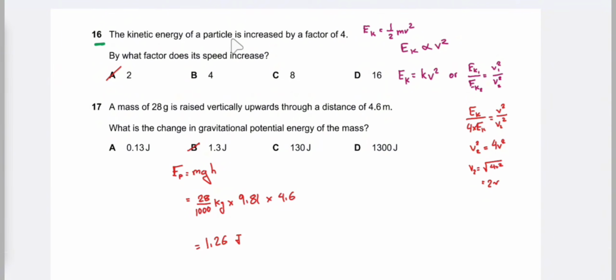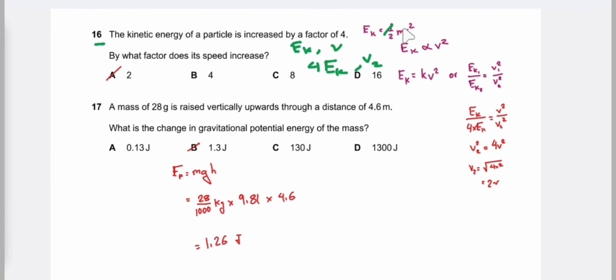16. The kinetic energy of a particle is increased by a factor of 4. By what factor does its speed increase? So let's suppose the initial kinetic energy is Ek, and after increasing by a factor of 4, it becomes 4 times the initial kinetic energy. And the initial speed we consider as V, and after increasing, the speed we consider is V2.